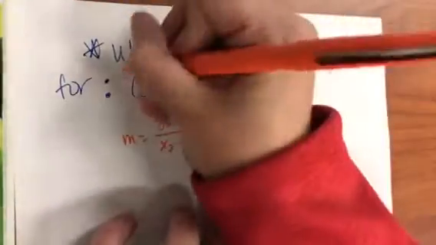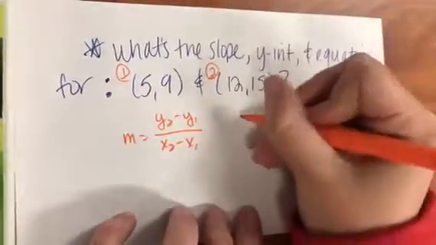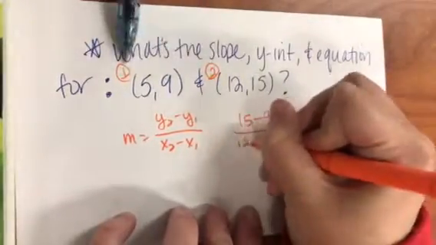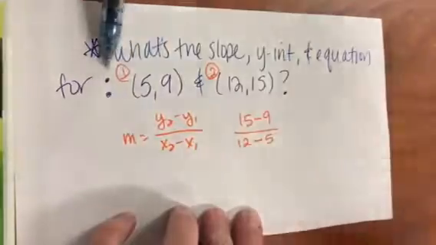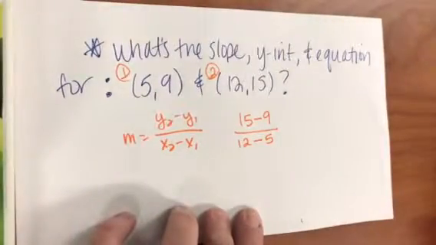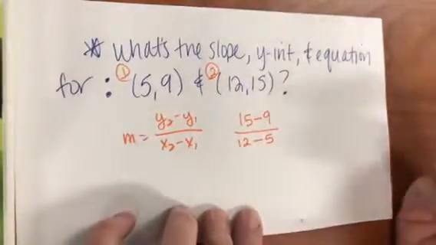So let's do 1, 2. We've got 15 minus... Notice how she labeled. She's labeling so she doesn't get confused with which one went first. She knows that these are going to be your x1, y1. This is going to be your x2, y2. Yeah, because it makes it easy. I like to label it.